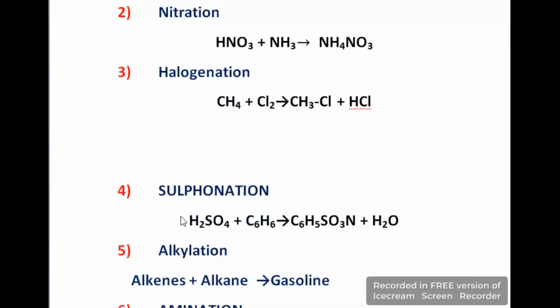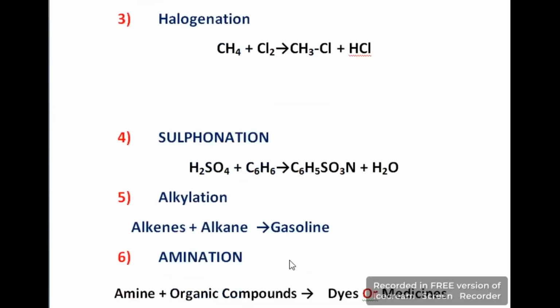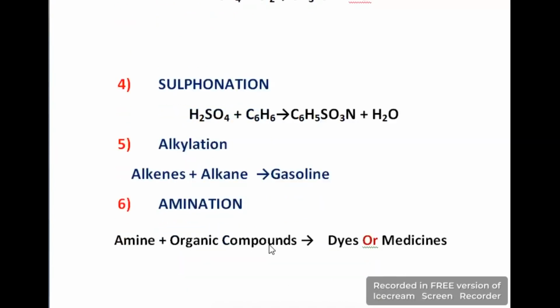The fourth one is the sulfonation process, and after that we get C6H5SO3N. The fifth one is the alkylation process. As a result of this process we get gasoline. And finally the amination process, and after that we get dyes, or also medicines.